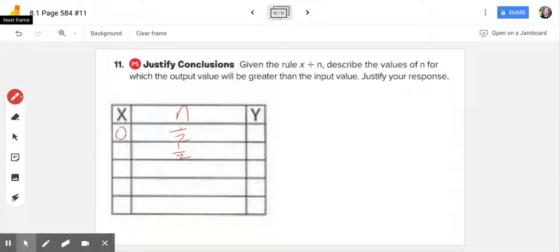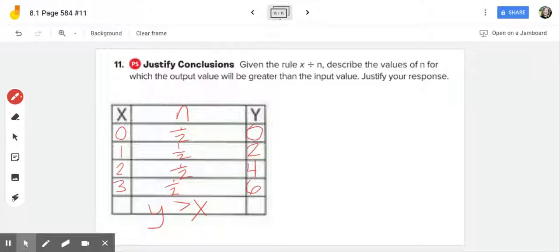We still have these same values, 0, 1, 2, 3, and we're dividing by a half. What's 0 divided by a half? You're multiplying by the reciprocal. We still have 0. 1 divided by a half is multiplied by 2, so we get 2. Multiply by the reciprocal, 2 times 2 is 4. And 2 times 3 is 6. In this instance, y is greater than x.